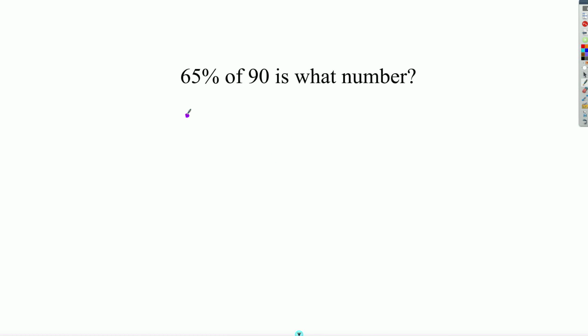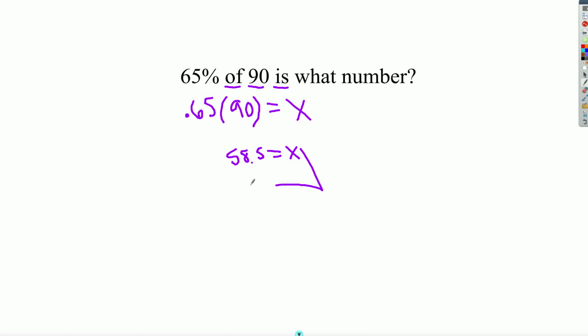Keep trying here. 65% of 90. So I'm going to multiply by 90 is what number? So I can just keep practicing. And I multiply and I get 58.5. So you kind of see sometimes I'm setting it up and I'm solving for X. Sometimes when I write it out, I've got my answer. I know exactly what to do.